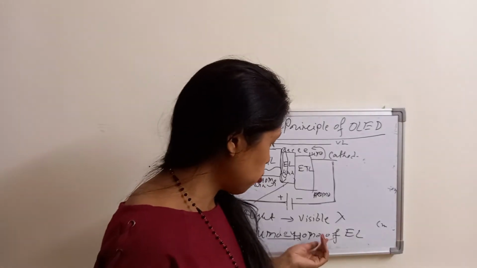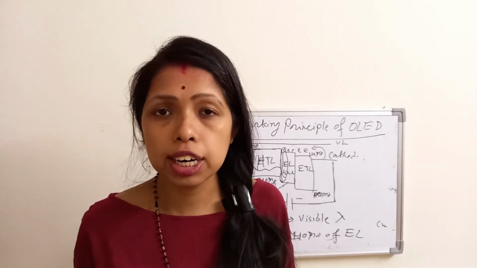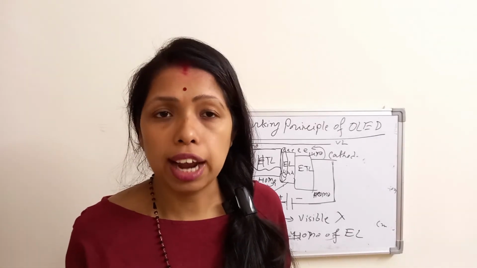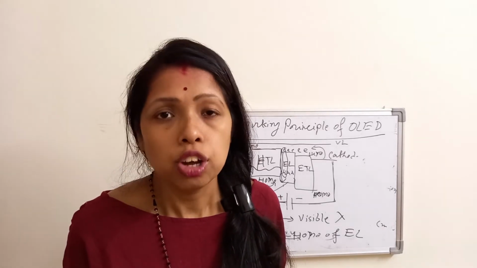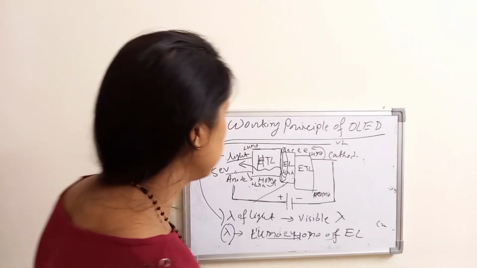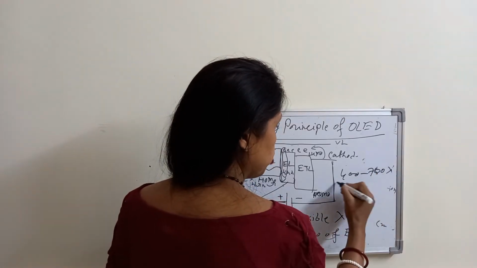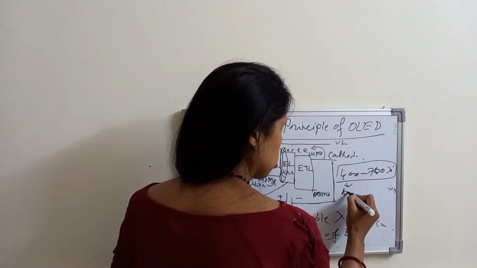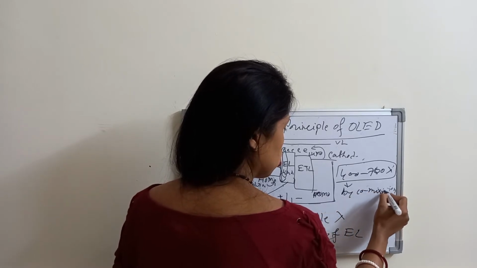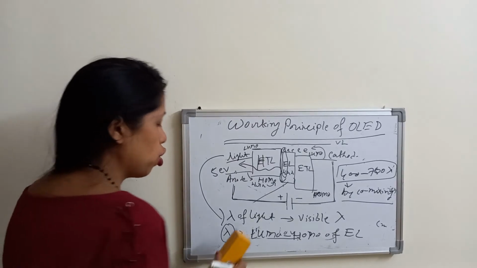And if you mix multiple semiconductors, we can get different kinds of light. We can tune the organic light emitting diode from 400 nanometer to 700 nanometer by co-mixing different semiconductors. We will get light from 400 to 700 nanometer wavelength from the same device by co-mixing multiple materials or molecules. Right? So this is the working principle of the organic light emitting diode.